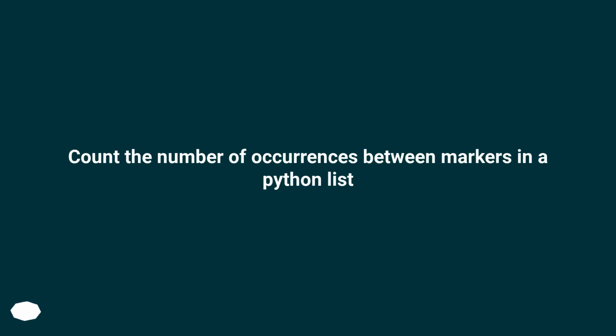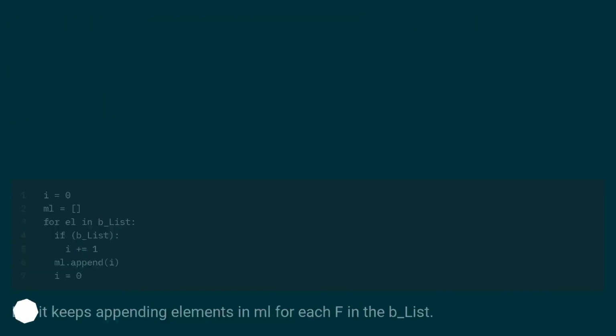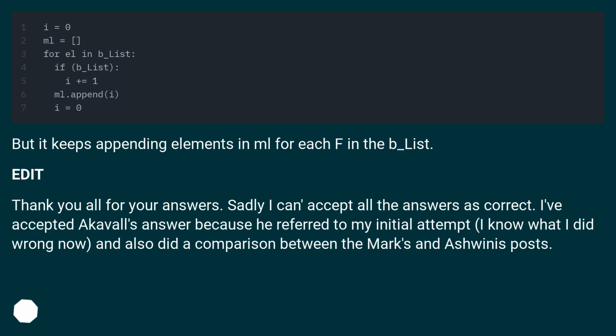Count the number of occurrences between markers in a Python list. I have a Boolean numpy array, and I want to count how many occurrences of True are between the Falses, e.g. for a sample list. Should produce... My initial attempt was to try this snippet, but it keeps appending elements in ML for each f in the b_ list.